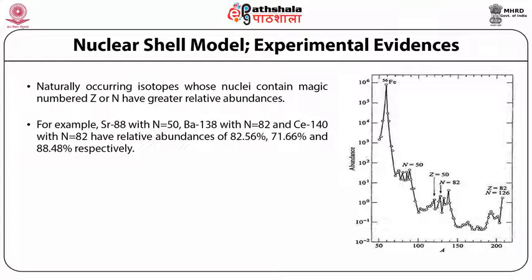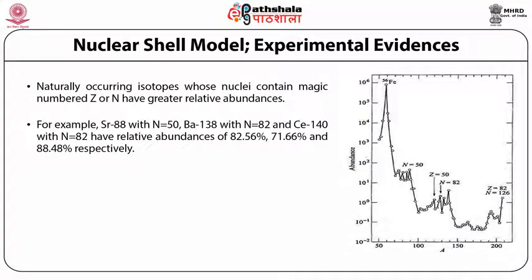For example, the first peak belongs to 56 iron. For iron, Z is 26, so the first thing we can see is that iron has the peak. Second, a lot of peaks appear at N equal to 50, then at Z equal to 50, then N equal to 82, and then Z equal to 82 and N equal to 126.